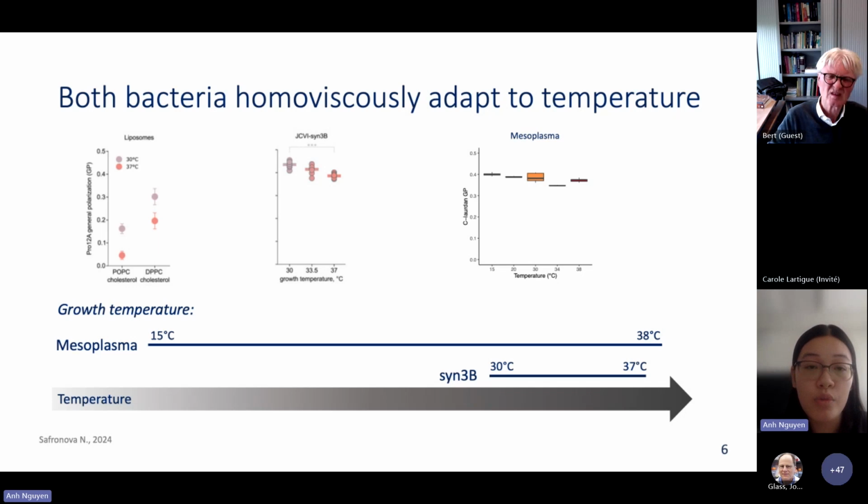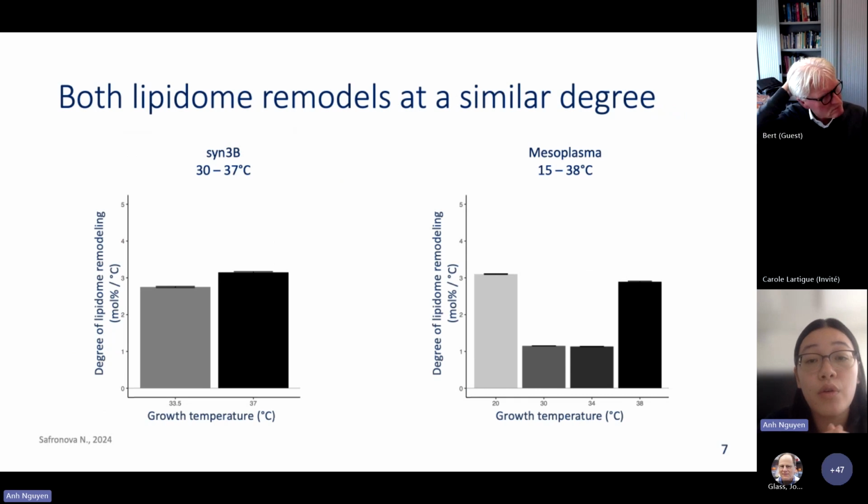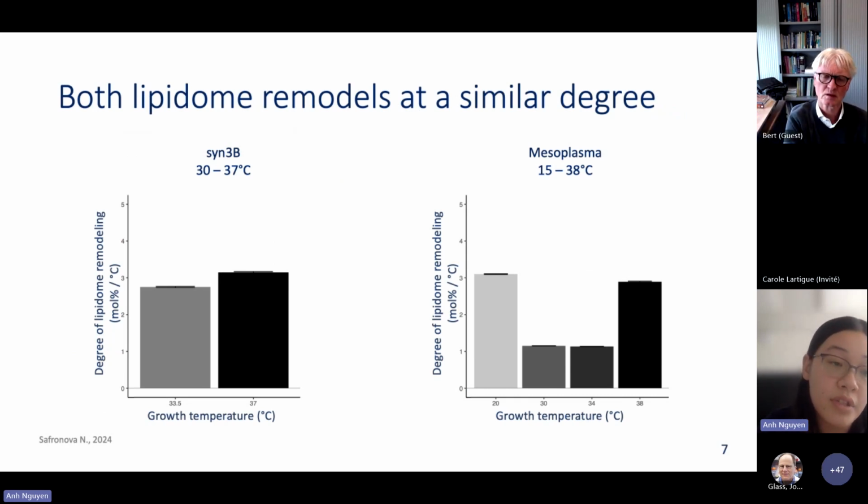So both of them can viscously adapt, which means they can shuffle their lipidome. And how does it look? If you look at it in bulk, here you see a plot which denotes the abundance of lipidome change in mole% normalized by temperature. For both syn3 and Mesoplasma, they are roughly around 3 mole% per degree, which is fascinating considering that these two organisms have very different growth temperature ranges.